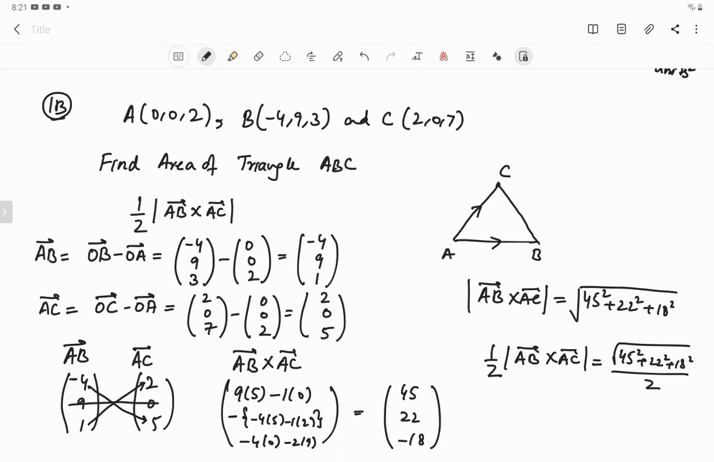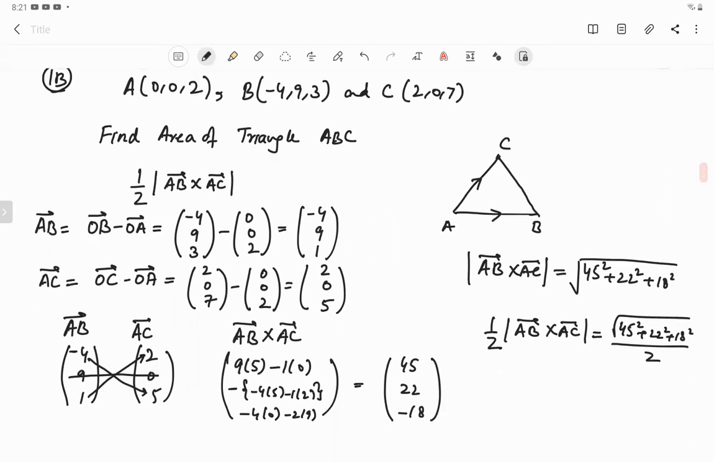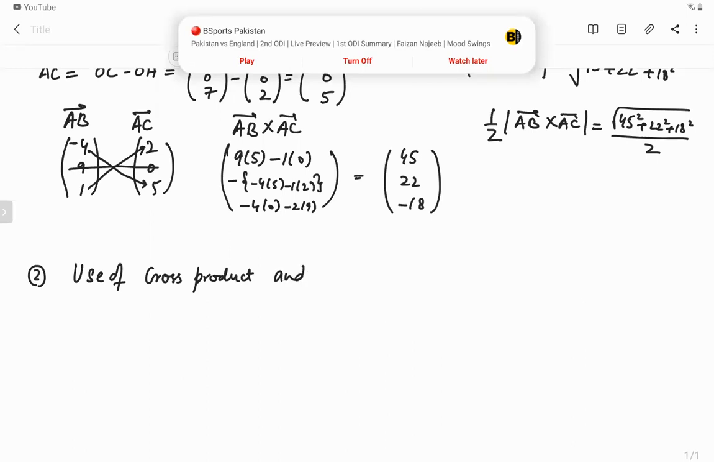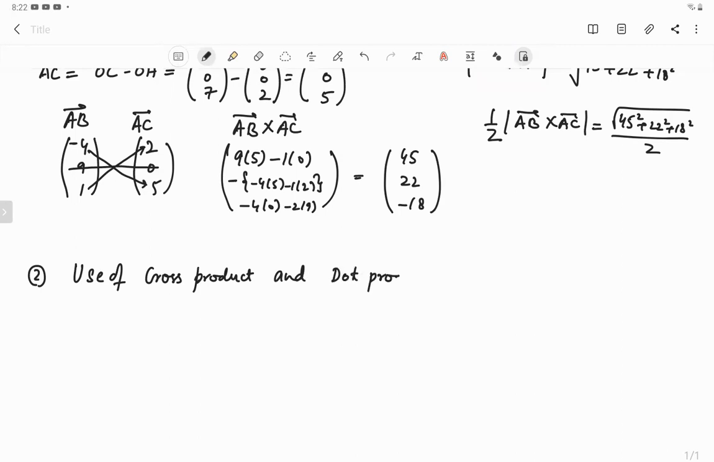And this is the volume of a tetrahedron. The volume of a tetrahedron, use of cross and dot product to calculate. We will not do much practice of this because I haven't seen any question of this. We'll just mention it. Use of cross product and dot product to calculate volume of tetrahedron.